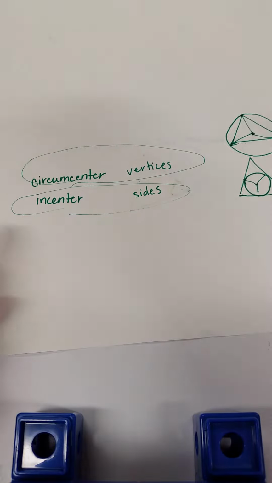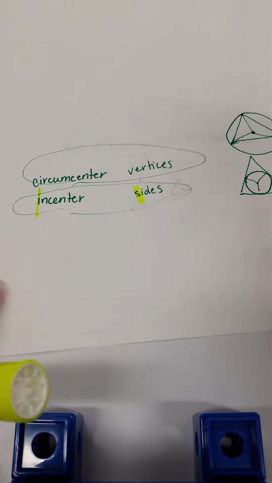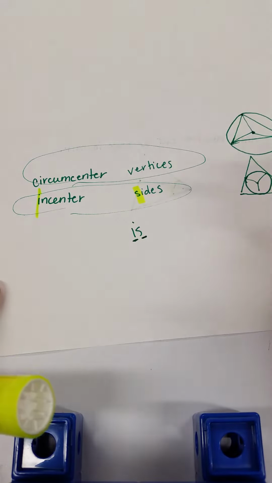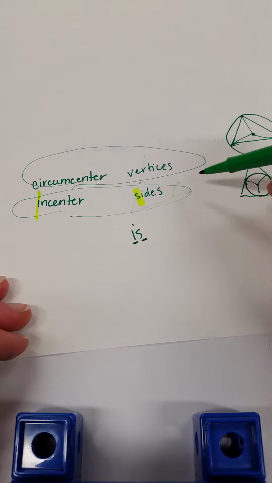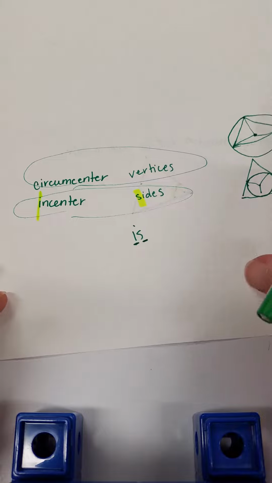You can also remember that I and S make the word "is." So you can remember incenter is equidistant from sides because it makes the word "is." Whatever works for you, whatever thing you can use to remember, that's what you need. But you just need to know that vocabulary. Circumcenter is equidistant from vertices, incenter is equidistant from sides.